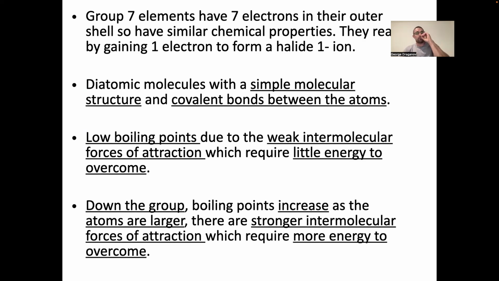Now, as you go down the group, if you remember, I mentioned this in the group 1 lesson. In group 1, the metallic bonding got weaker, so the boiling point went down. Here, the boiling point actually increases because as the atoms are larger, the molecules are larger, so you get stronger intermolecular forces of attraction, which would require more energy to overcome. So this is from the bonding topic. So all very important background points.